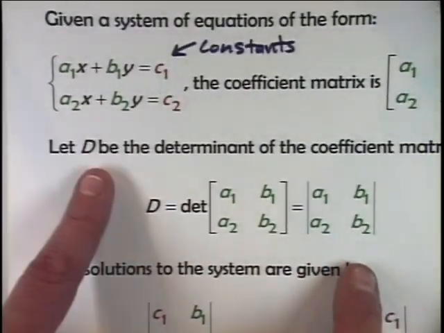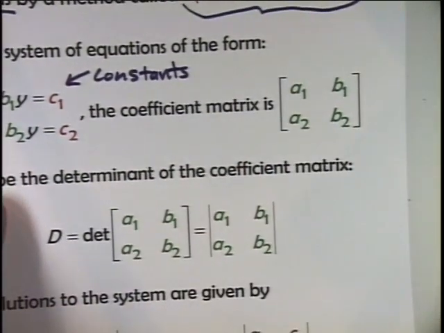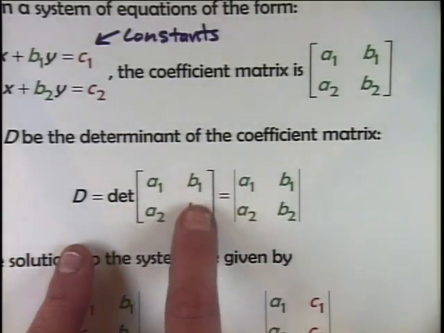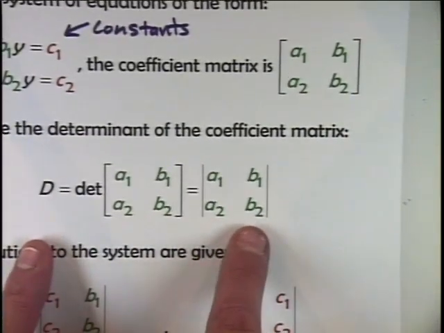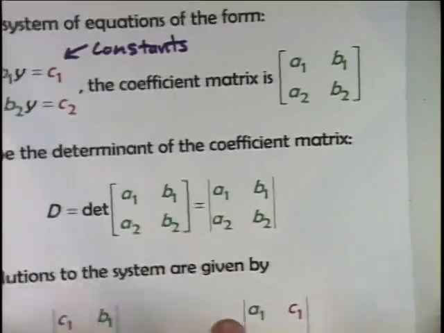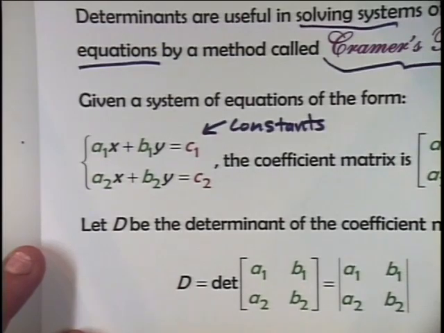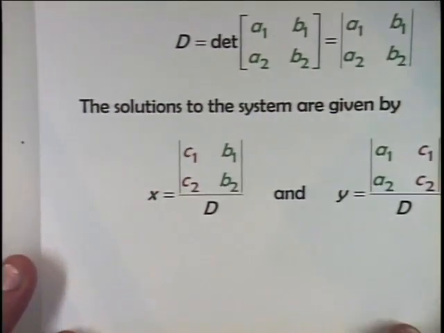Now we're going to define D, capital D, to be the determinant of that coefficient matrix. Okay, so D is the determinant of the matrix, which is something that we know how to do. In this case, it's a 2 by 2. Now, here's the beauty of it. To figure out what values of x and y in any system make that true, the point of intersection, we can use this little rule.